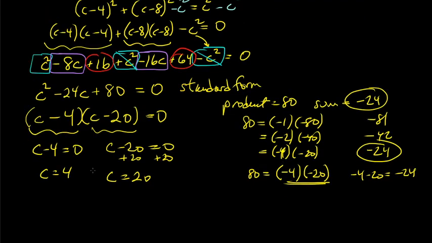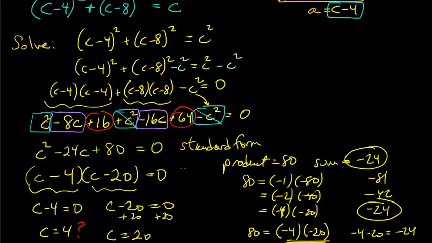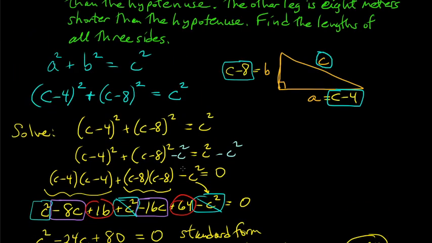So are there two possible answers here? Is C equal to 4? Is that a possibility here? Okay, so remember, C is the longest side. C is the hypotenuse. So if the hypotenuse was 4 meters in this case, use m for meters, what would the other sides be?